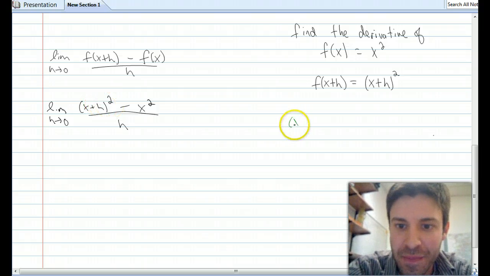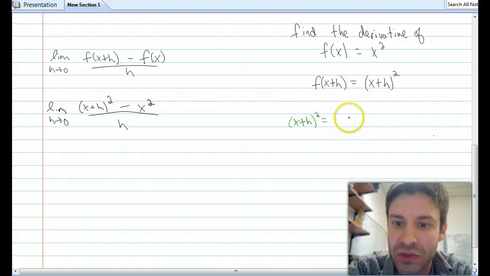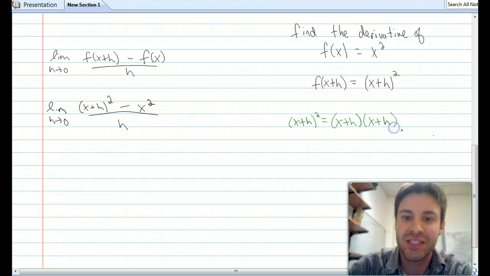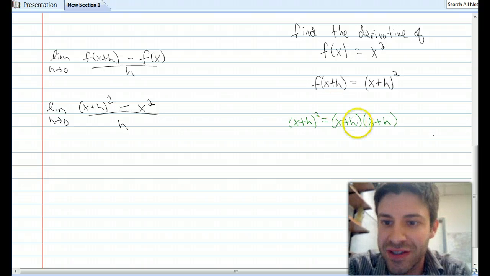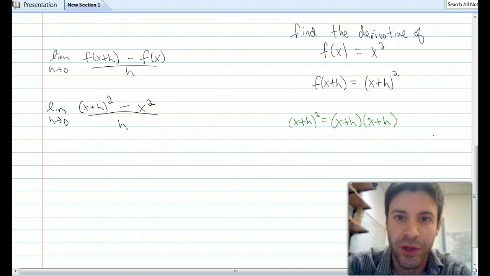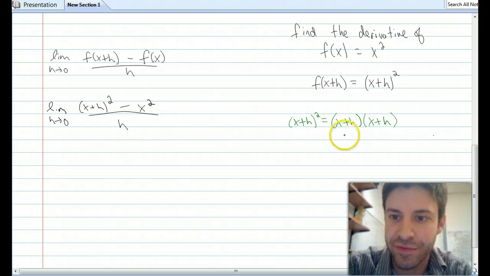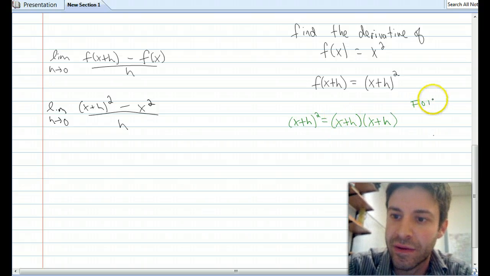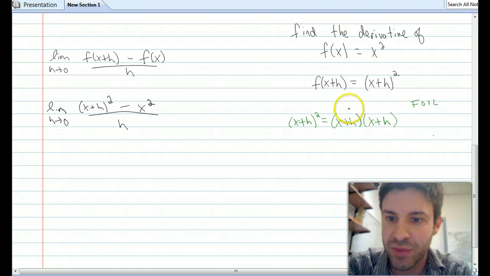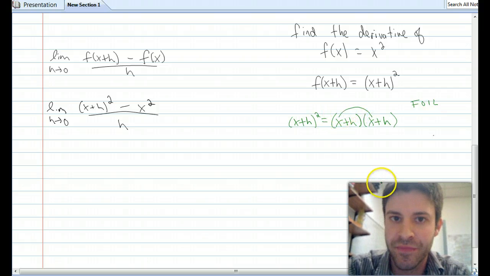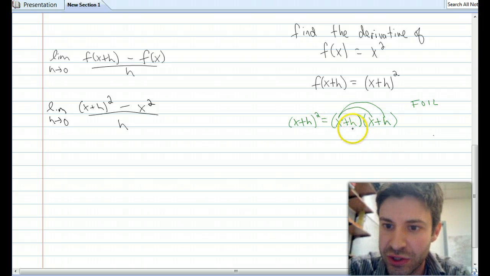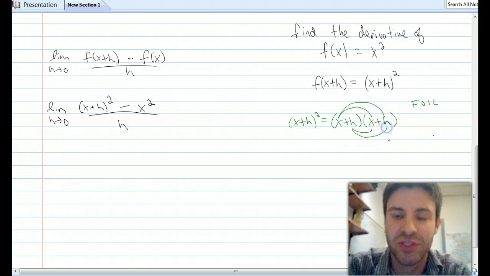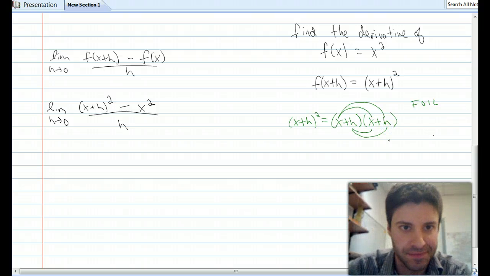What we have to do is we actually have to write out the x plus h twice, because x plus h squared is x plus h times x plus h. And the way to multiply this out legally is to do what we usually call FOIL. What that stands for: first, outer, inner, and last. That means we multiply the first two terms together, we multiply the outer two terms together, multiply the inner two terms together, and multiply the last two terms together. Basically, it's just called distribution.